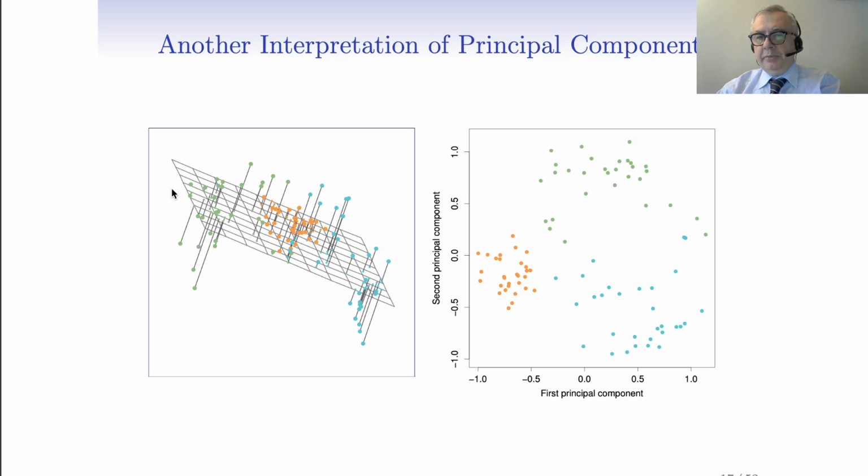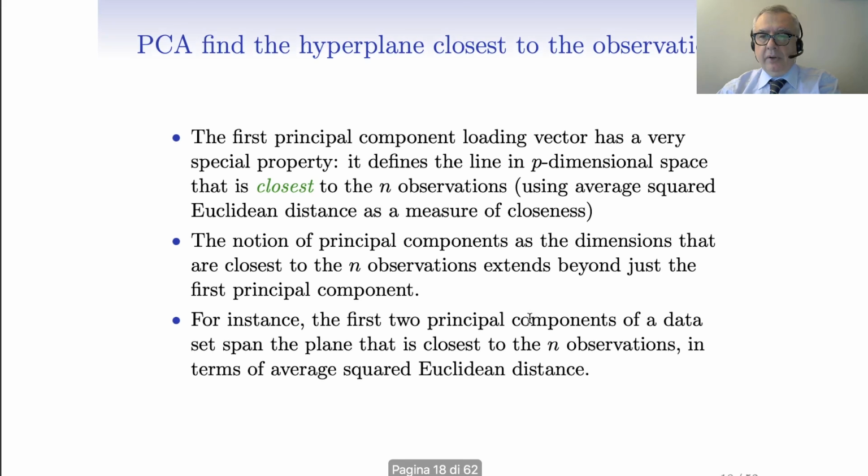If my subspace is just a line, I will have to use the first principal component. But if I am allowed to use a plane rather than just a line, I will look for the plane that is closest to my data, and this plane is the plane identified by the first two principal components. So the first two principal components give me the plane. I can project the data onto this plane, and I can transform my data from three-dimensional data to two-dimensional data. This is what I'm saying here.